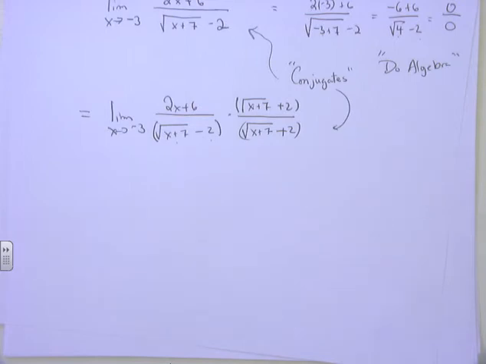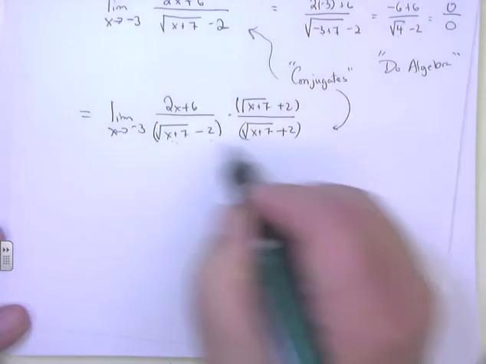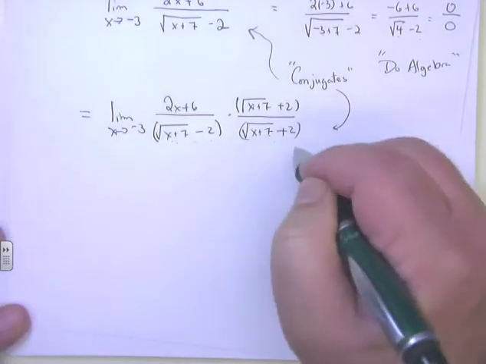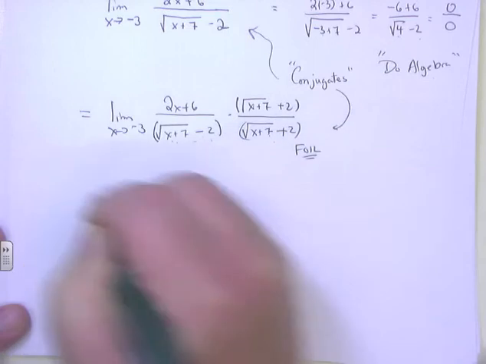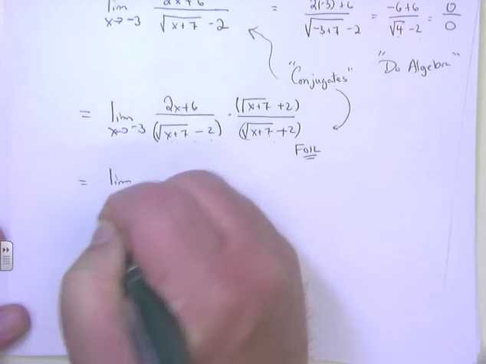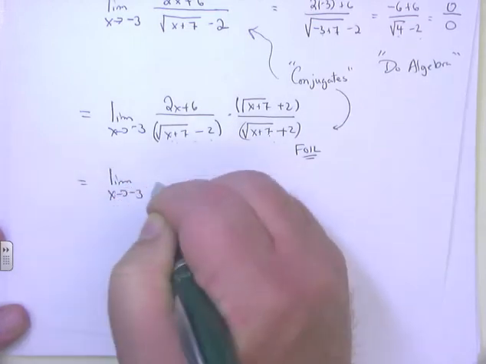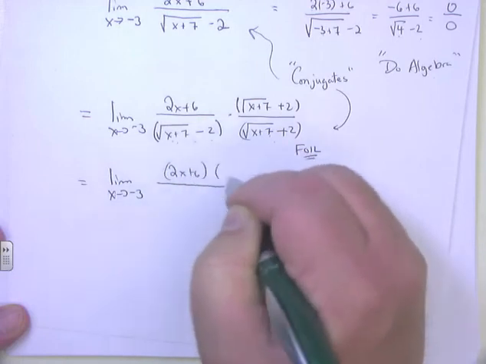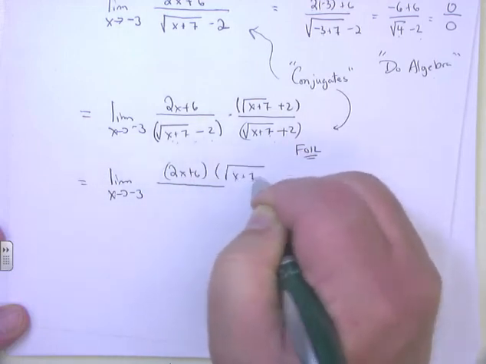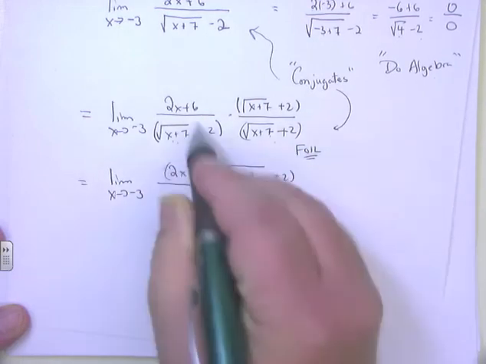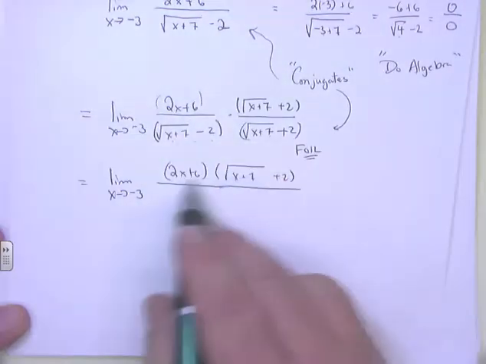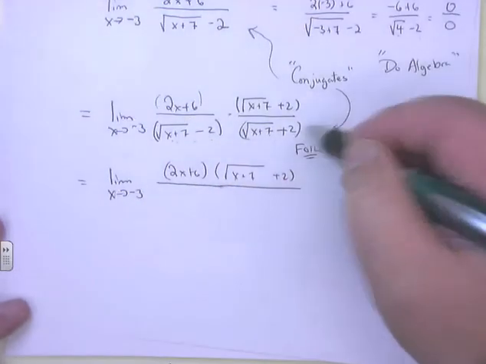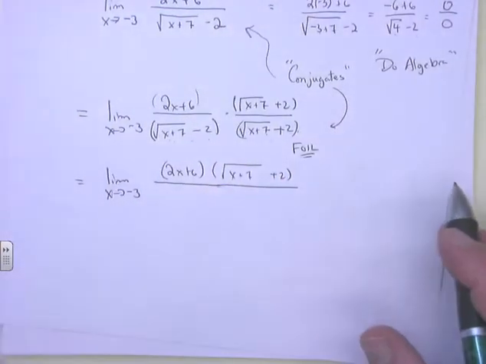Because remember, the ultimate goal with 0 divided by 0 is to cancel something. Okay? So, when it comes to the conjugate paired stuff, you want to FOIL that stuff out. So this will be equal to the limit as x approaches negative 3 of 2x plus 6 times the square root of x plus 7 plus 2. Non-conjugate paired stuff, I just leave in factored form. It's the denominator that I'm going to multiply out.